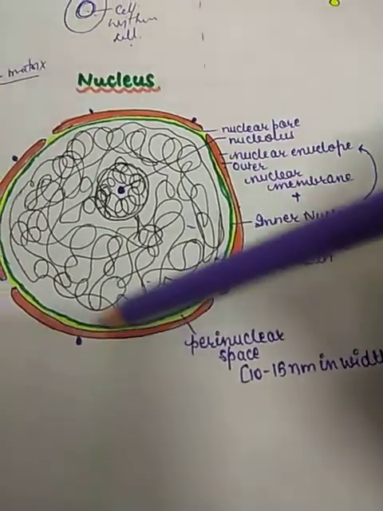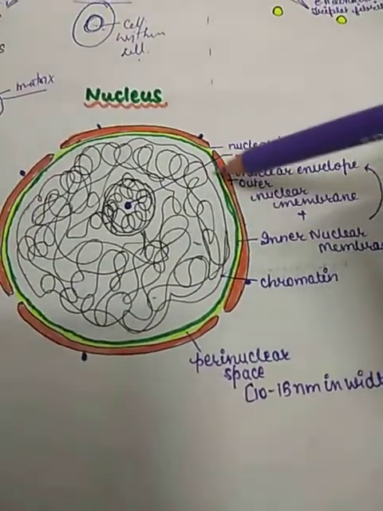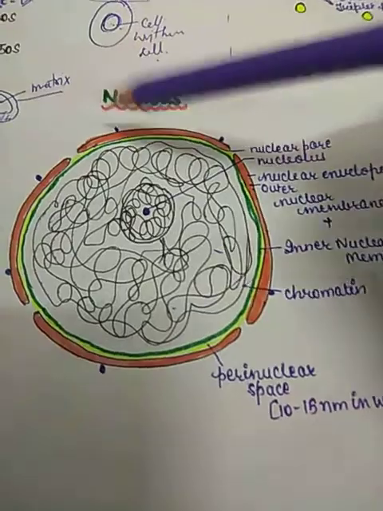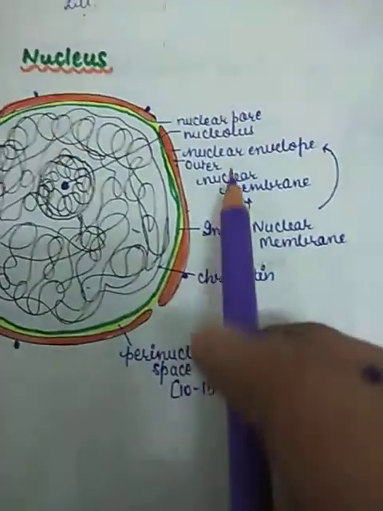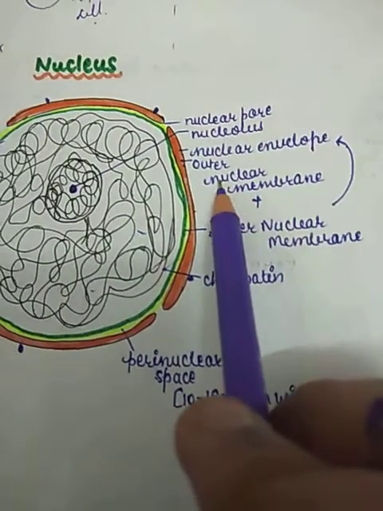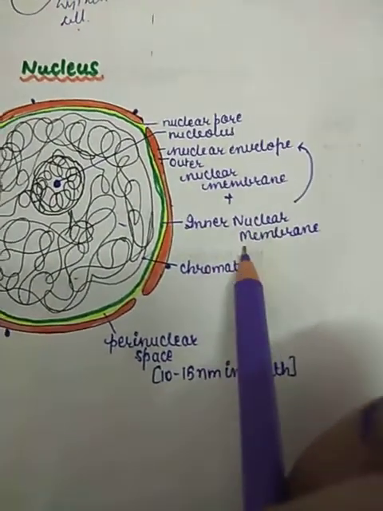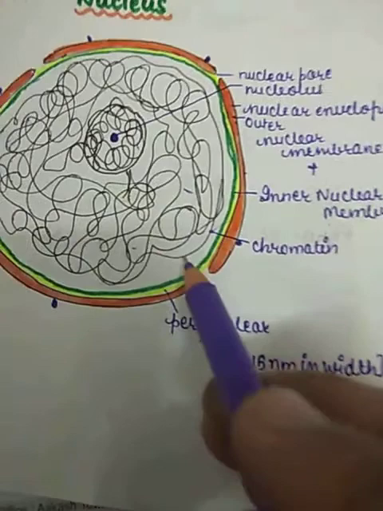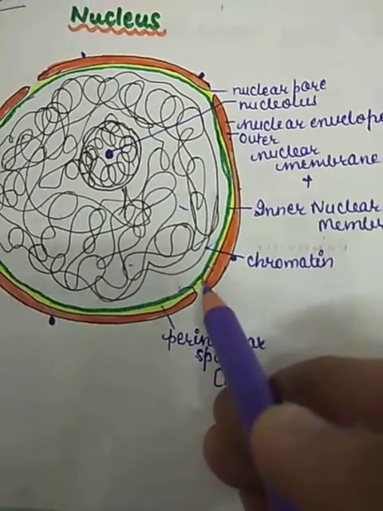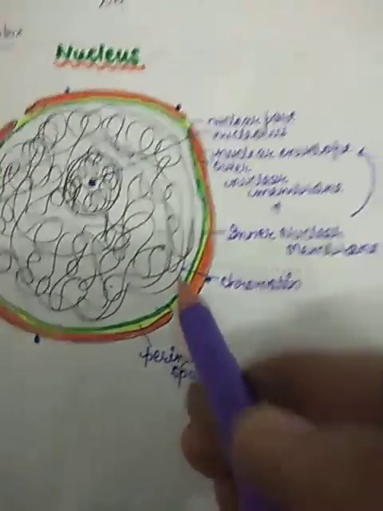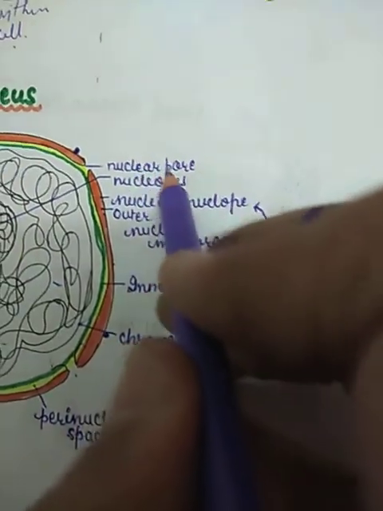Here the nuclear envelope is there, that is the limiting boundary of the nucleus. We have two membranes, the outer nuclear membrane and the inner nuclear membrane, wherein the inner nuclear membrane fuses with the outer nuclear membrane, and pores are produced. They are referred to as the nuclear pores.